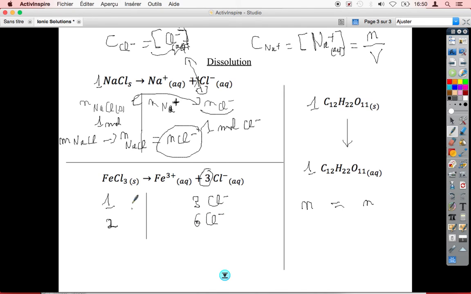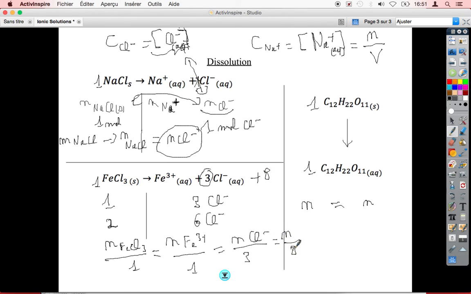So what is the link now between the chemical amounts? There is one relationship you can keep and use every time: n of FeCl3 divided by its coefficient, which is 1, equals n of Fe3+ divided by its coefficient, which is 1, equals n of Cl- divided by its coefficient, which is 3. So whatever happens, if you had something else with 8 as a coefficient, it will be that quantity divided by 8.